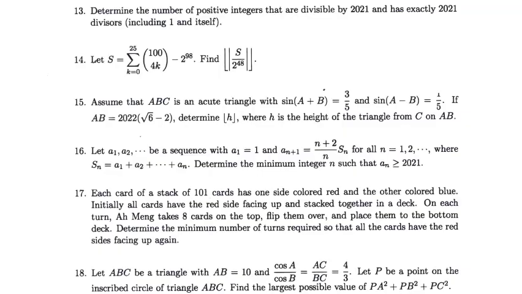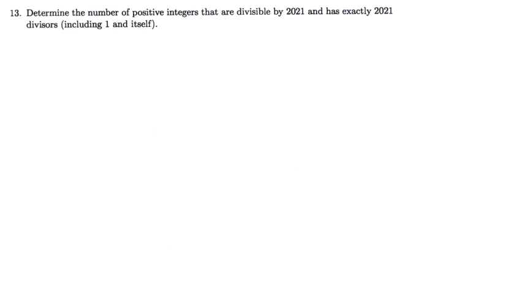SMO Singapore Mathematical Olympiad 2021, open section first round, problem number 13. Determine the number of positive integers that are divisible by 2021 and have exactly 2021 divisors, including 1 and itself. Okay, the problem should say positive, because when the problem doesn't say positive, the number of divisors is twice the number of positive divisors. But because it is 2021, it means that the problem means positive divisors.